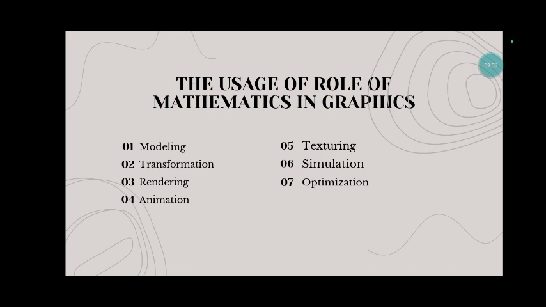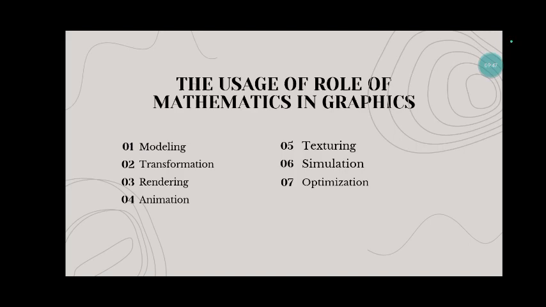So next, the usage of mathematics in graphics. First one, modeling. Mathematics is used to define and manipulate geometric shapes and objects in a virtual 3D space. Equations and algorithms describe the curves, surfaces, and volumes that form the basis of 3D models. Second one, transformations. Mathematics enables transformations such as translation, rotation, scaling, and skewing of objects.